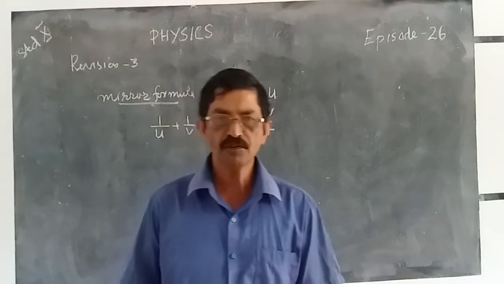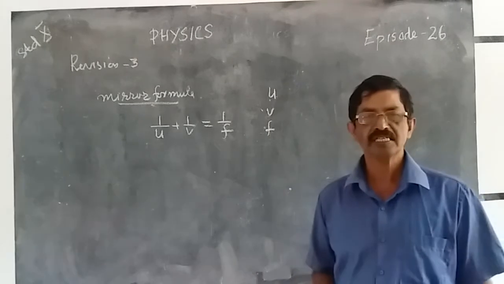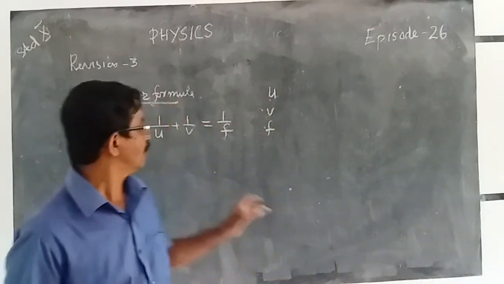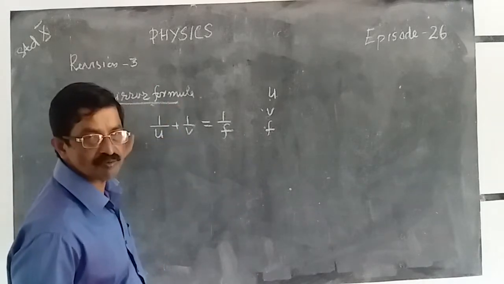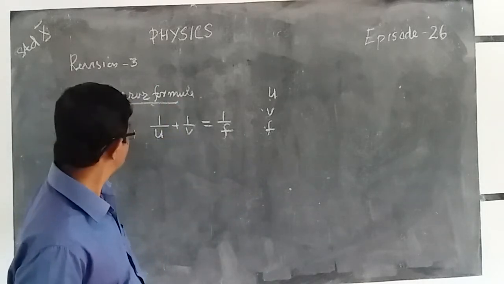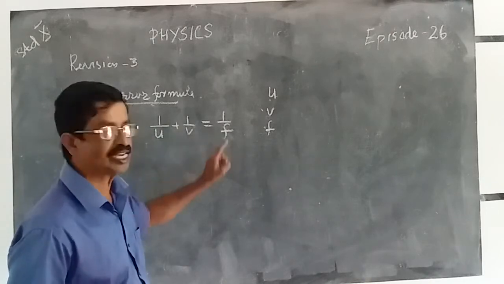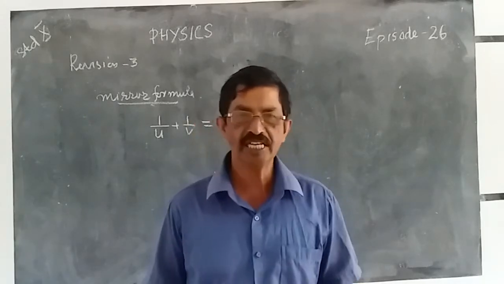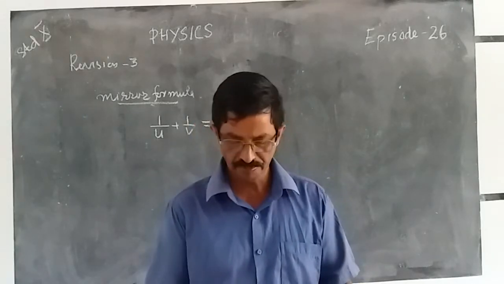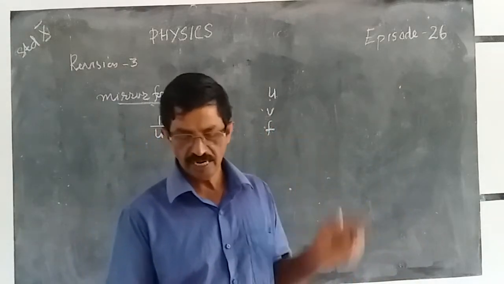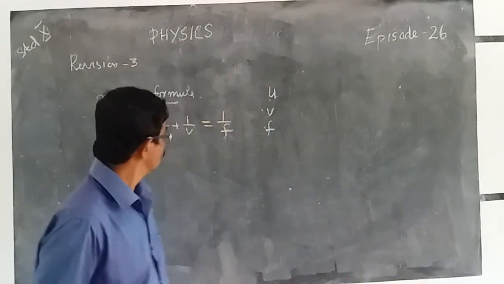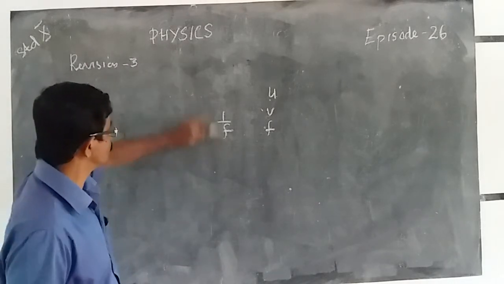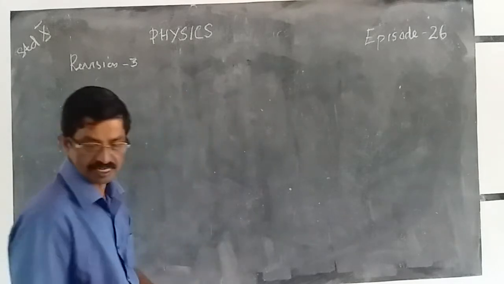Now, one question to you: when we consider the sign convention in the mirror formula, when we put the numerical values in this relation, we consider the new Cartesian sign convention here. Now, when we discuss the mirror formula, we know the relation.